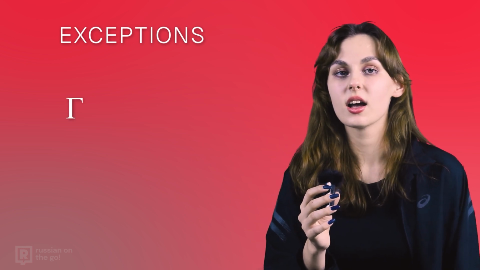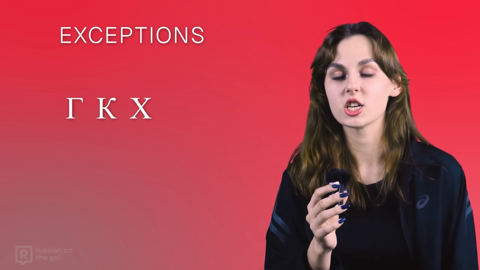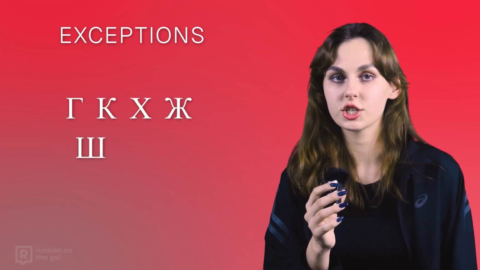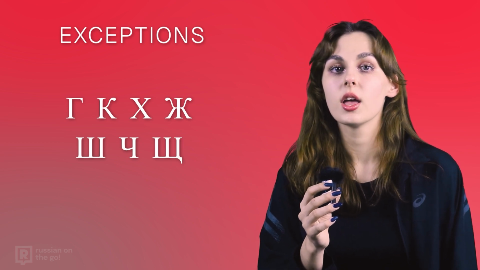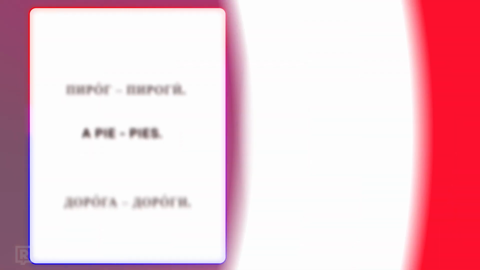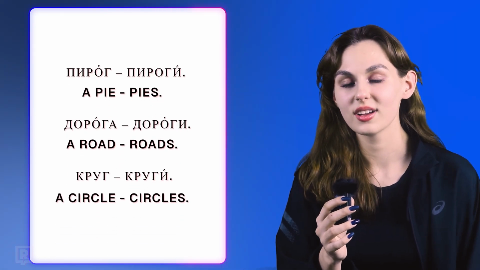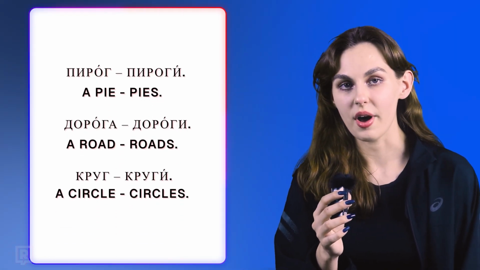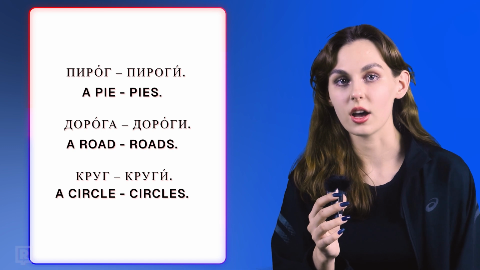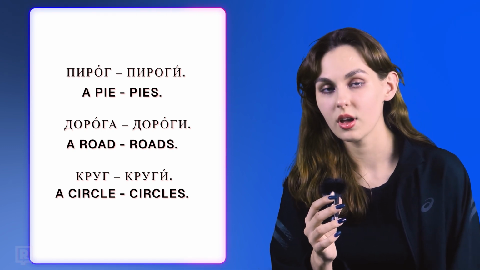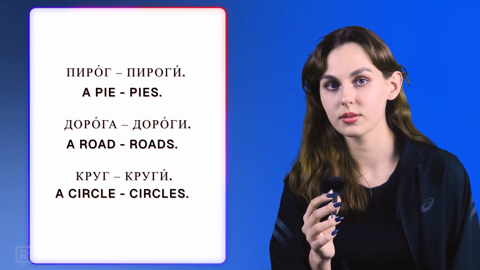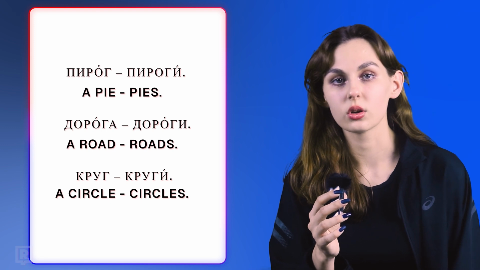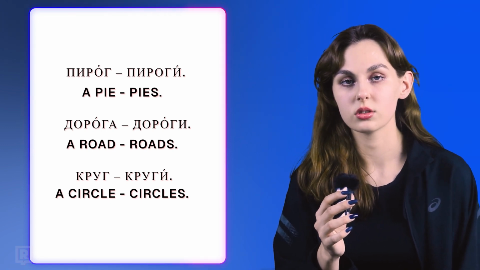Here are our beloved exceptions. G, k, h, j, sh, ch, sh. They always give e in the ending. Here are some examples. Пирог, пироги. A pie, pies. Дорога, дороги. A road, roads. Круг, круги. A circle, circles.